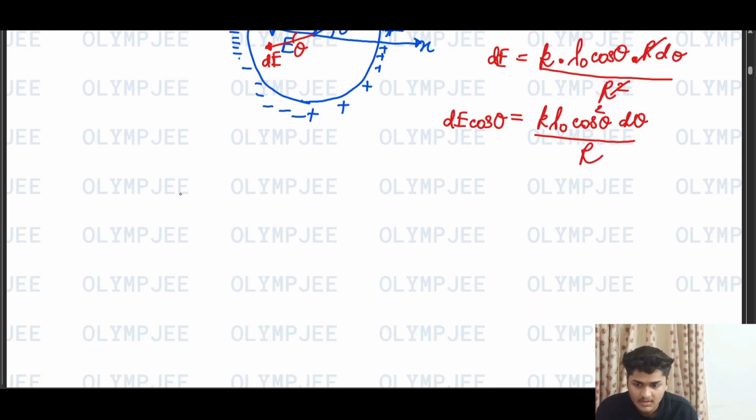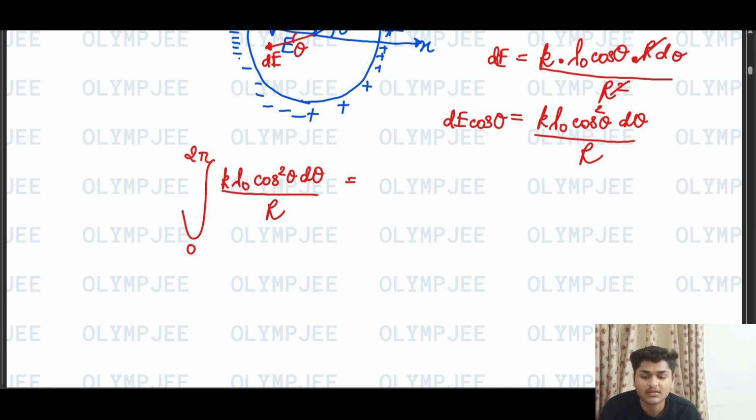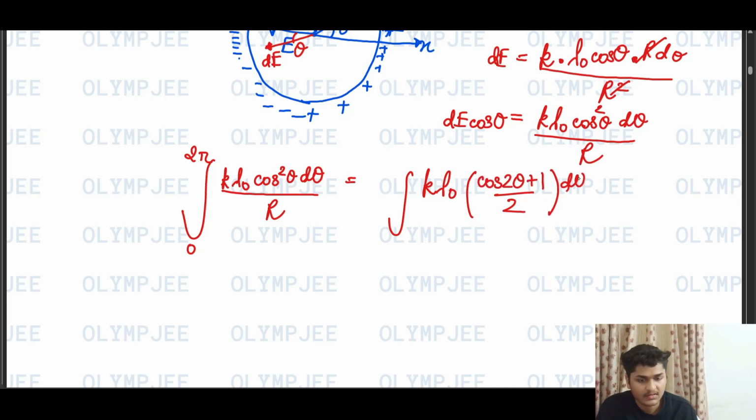Integrating this, we don't know the integration of cos square theta, so I will use some trigonometric properties. K lambda naught, I can write this as cos 2 theta plus 1 by 2 d theta divided by r.